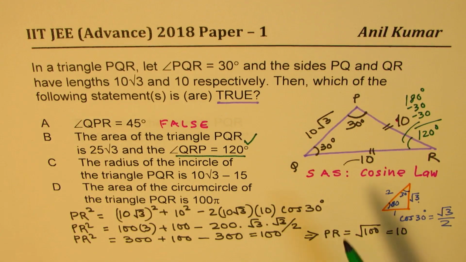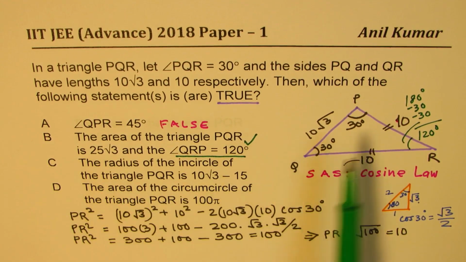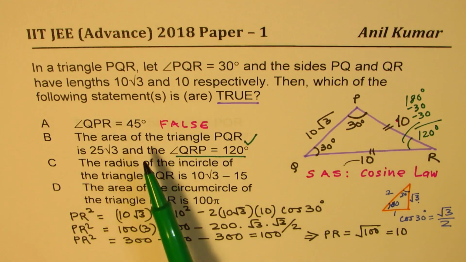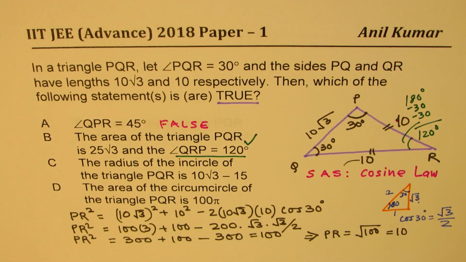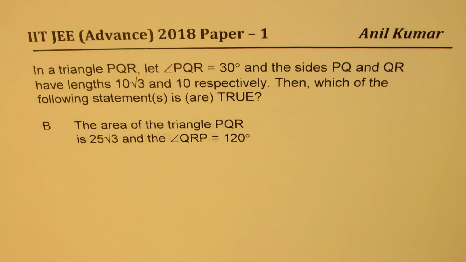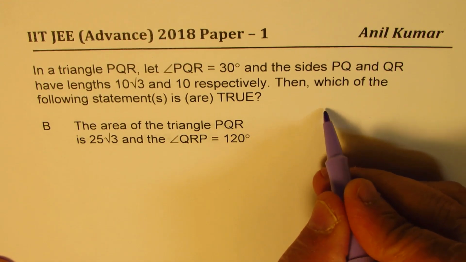So let's move on to the next page. We'll copy the diagram. We know now this is 10, that is 120. And then we'll find the area of this triangle, okay? So now let's do part B. Let me just sketch the triangle once again here.